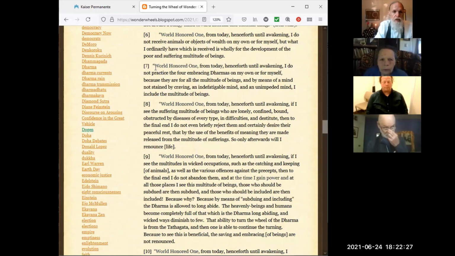Right. Number 7, World-Honored One: From today henceforth until awakening, I do not practice the four embracing dharmas on my own or for myself, because they are all for the multitude of beings, and by means of a mind not stained by craving, an indefatigable mind, and an unimpeded mind, I include the multitude of beings. Here, the four embracing vows have a lot of different translations. This is probably the most literal translation, from Gunabhadra.